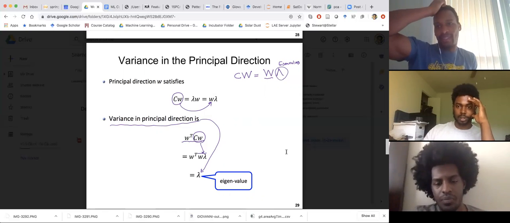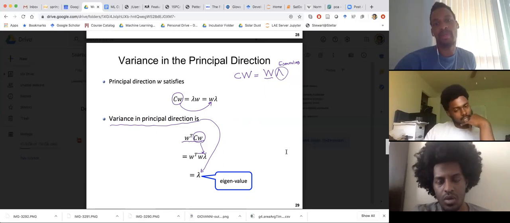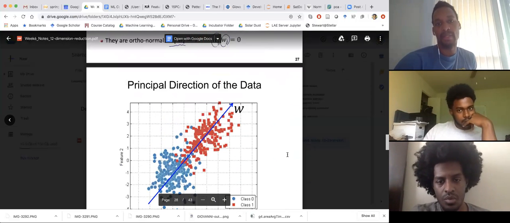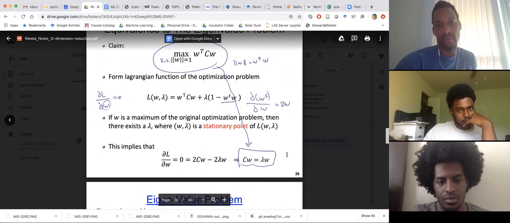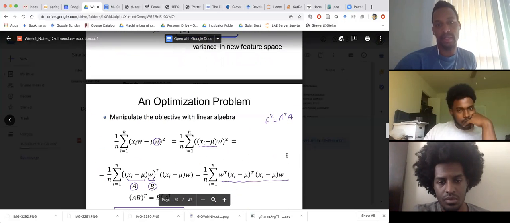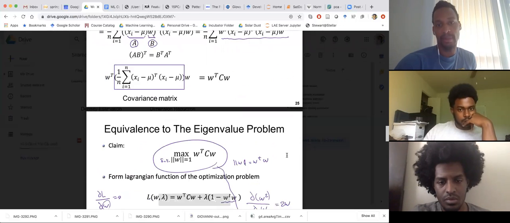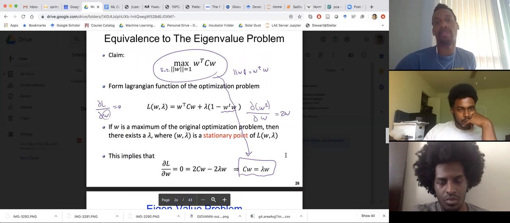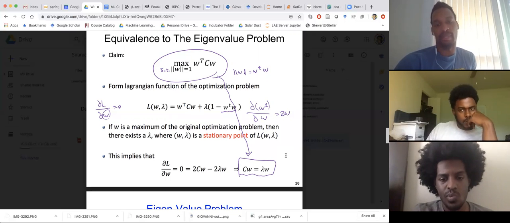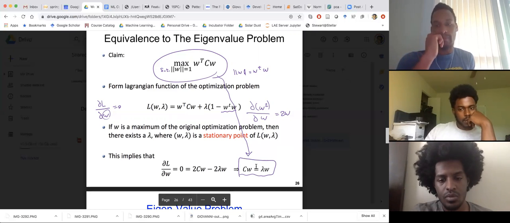Okay. So let me help. If you scroll up all the way up to this maximization problem. We started here, right? We wanted to maximize this function given this constraint, and it turned out that the equation that maximizes this function is CW equals lambda W, right?